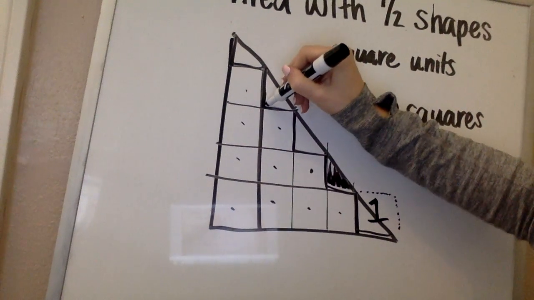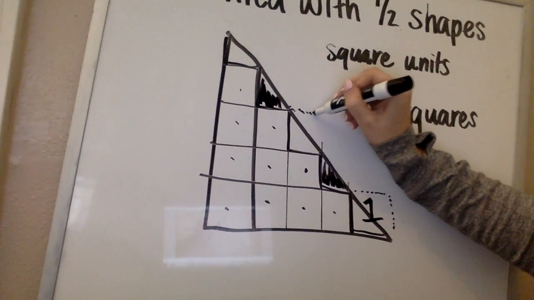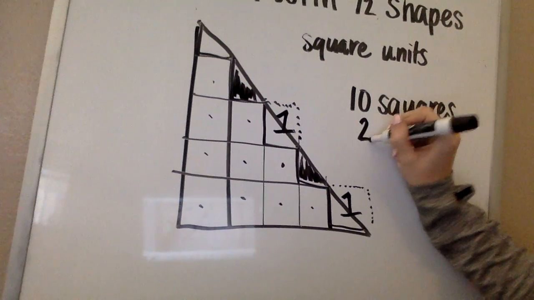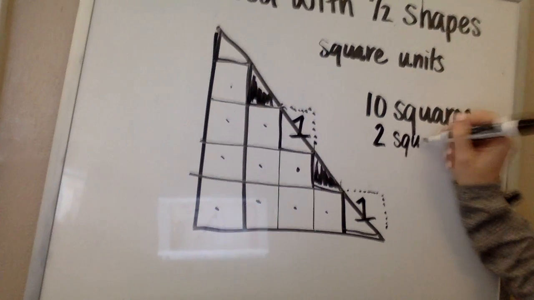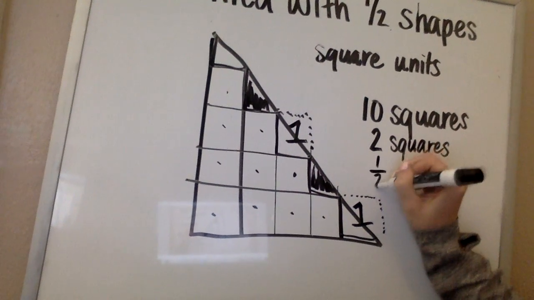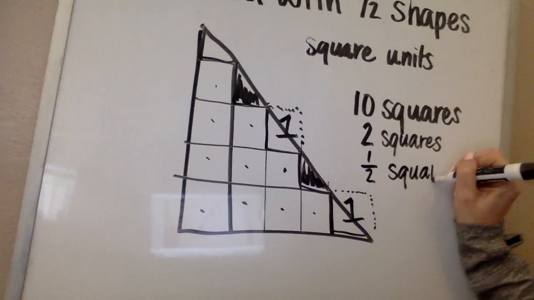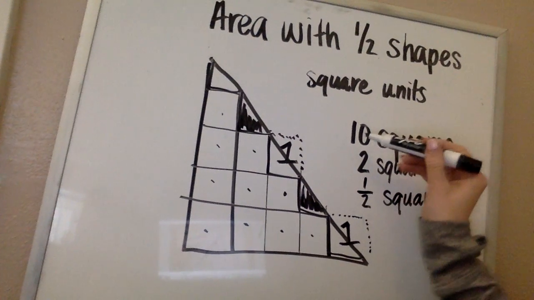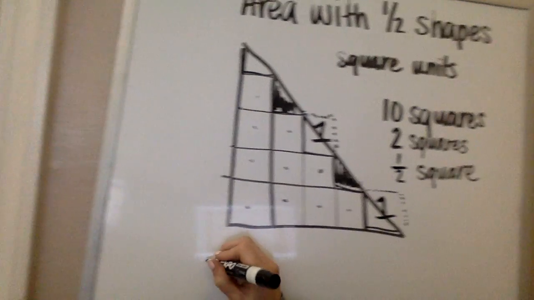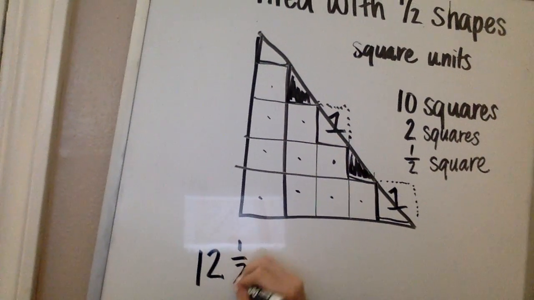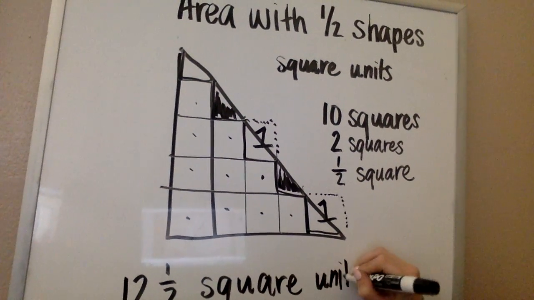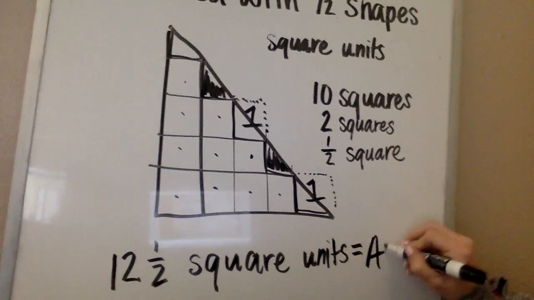I'm going to do the same thing over here. I'm going to borrow that one, draw it out, and I have another square. So then I have 2 more squares I've added. And lastly, I have 1 half left. So then I have a half square. If I add all those together, 10 plus 2 is 12. 12 plus a half is 12 and a half. So 12 and a half square units equals my area.